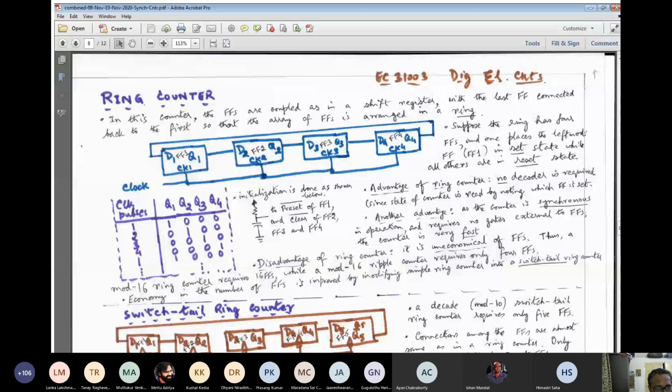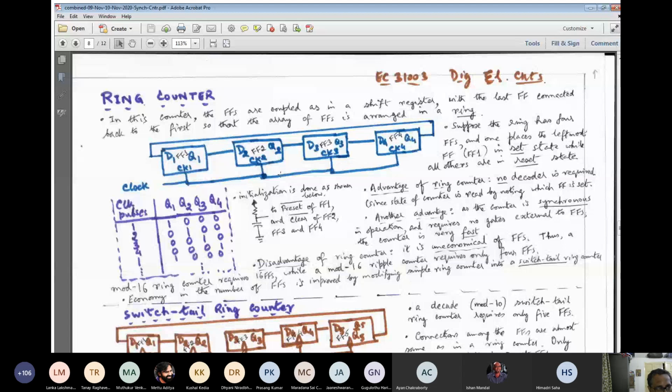Another advantage is that the counter is synchronous in operation. Synchronous means all the clock inputs are driven by the same system-wide clock, and it requires no gates external to the flip-flops. The counter is very fast. Reading takes almost no time. Apart from the flip-flops, you see only wires, but no gates. So definitely, with the paucity of combinational circuit elements, the operation of the circuit is very fast. But what is the disadvantage?